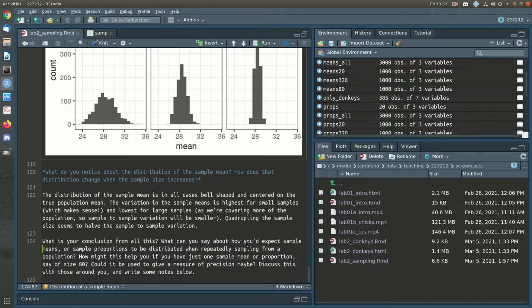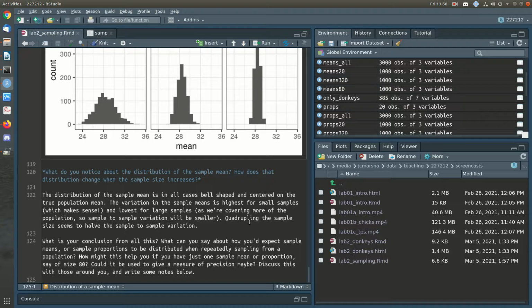So what's our conclusion from all of this? What can we say about how you'd expect sample means or sample proportions to be distributed with repeated sampling from a population? Well, we'd expect the sample proportions or the sample means, and it turns out a bunch of other things that we haven't looked at here but are similar in nature, to all follow that nice bell-shaped curve centered on the truth, and the amount of variation depends primarily on the sample size.